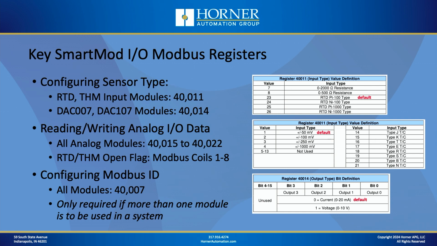Now, in 99% of applications, you've just got one SmartMod connected to an OCS. Because remember, what SmartMod does really well is add a little bit of extra analog I/O to a typical application. Now, if you do happen to have more than one module in your application, then you're going to have to change the default Modbus ID for any modules other than the first one. And that's done by writing to Modbus holding register 40007. Again, that's only required if you have more than one SmartMod module, and only on the modules other than the first one.